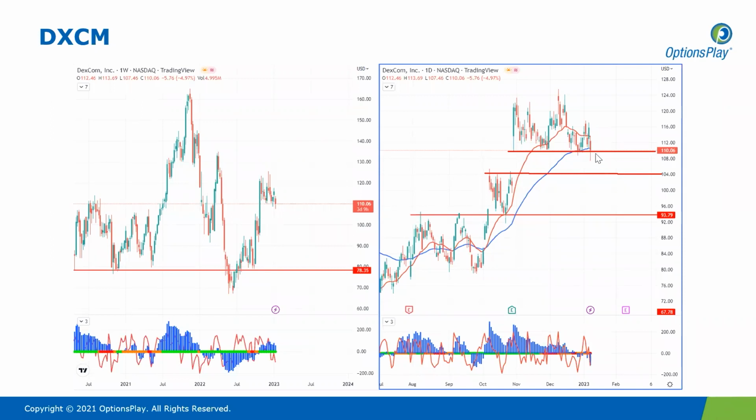Even if it does break below 110, I would consider closing out this trade early and limiting that loss. But still, the bullish thesis remains intact, and you have resistance at around the 122, 124 level, which would be my upside target for Dexcom. But again, let's see how this plays out in the next few days.